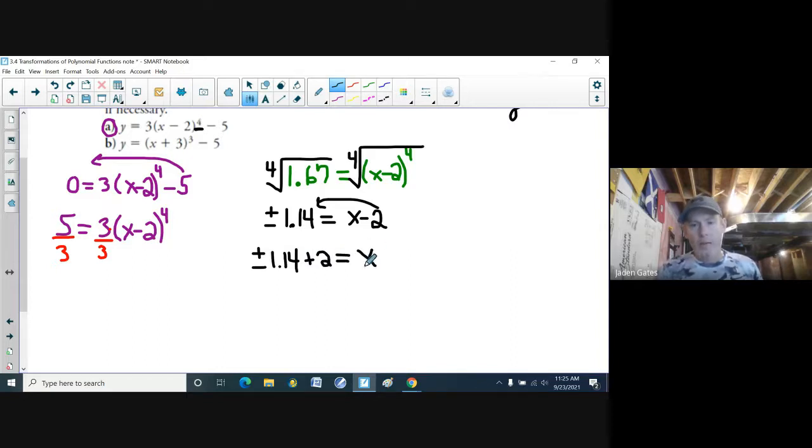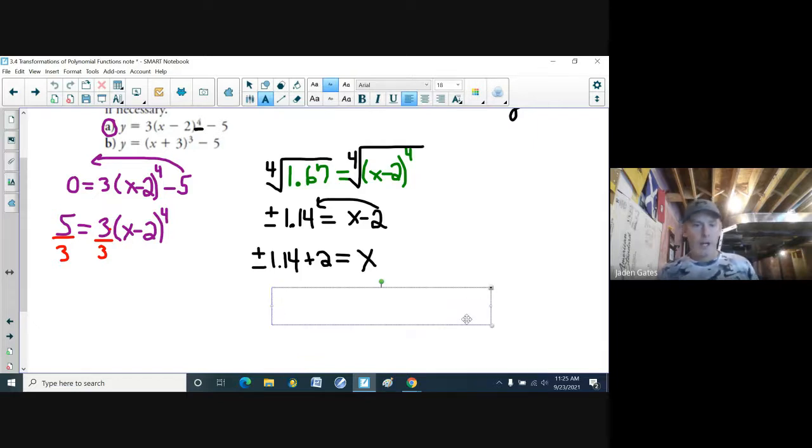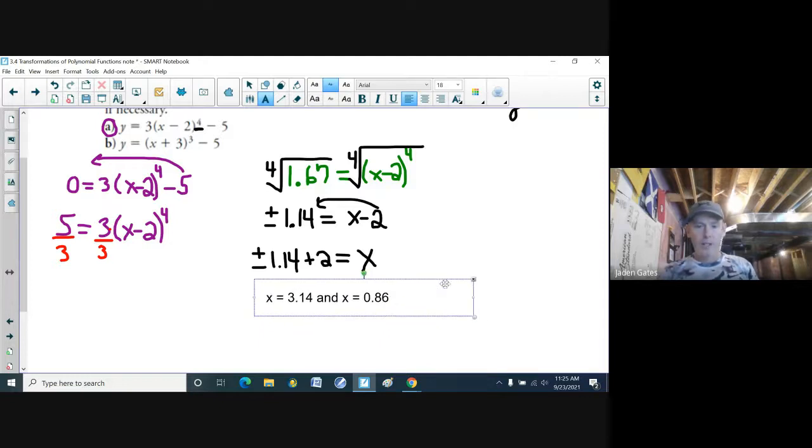So now I can find my 2 x values. I got positive 1.14 plus 2. Well, I know that's going to be 3.14. And x is equal to, so we're getting 2 x-intercepts here, negative 1.14 plus 2, which is 14 cents off, is 0.86. And there we go. So there is our 2 x-intercepts.